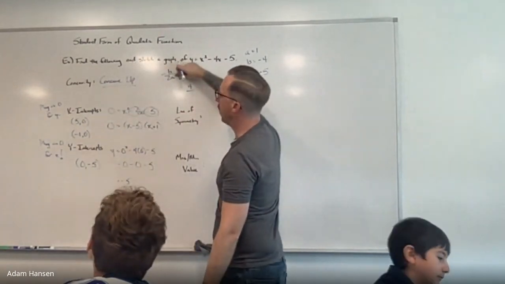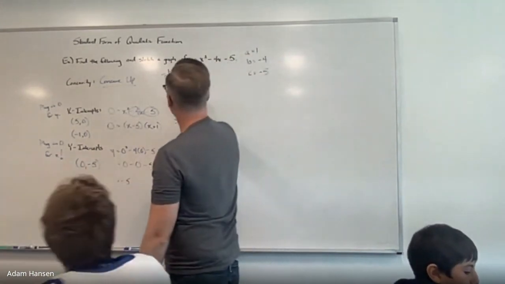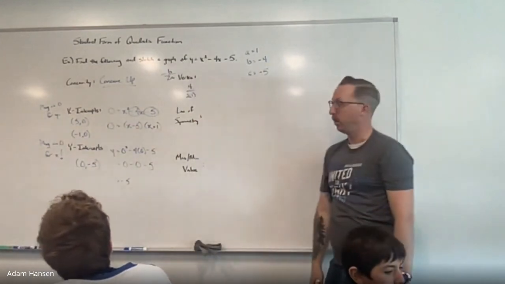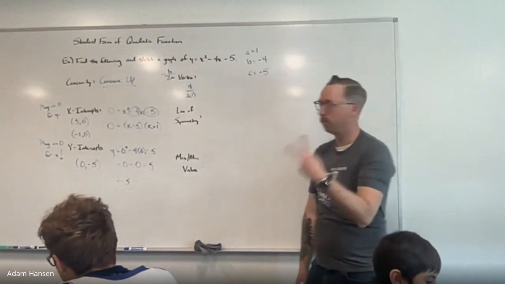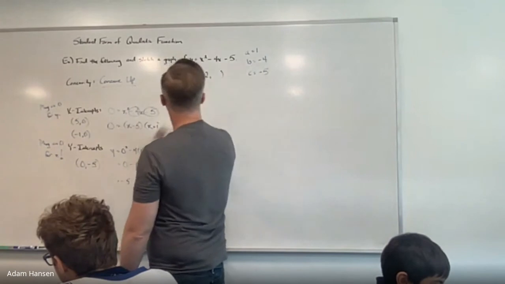Now divide by 2 times a. Divide by twice the a value. Our a value is 1. So divide by 2 times 1. So yeah, 2 times 1 is 2. 4 divided by 2 would be 2. The vertex has an x coordinate of 2.